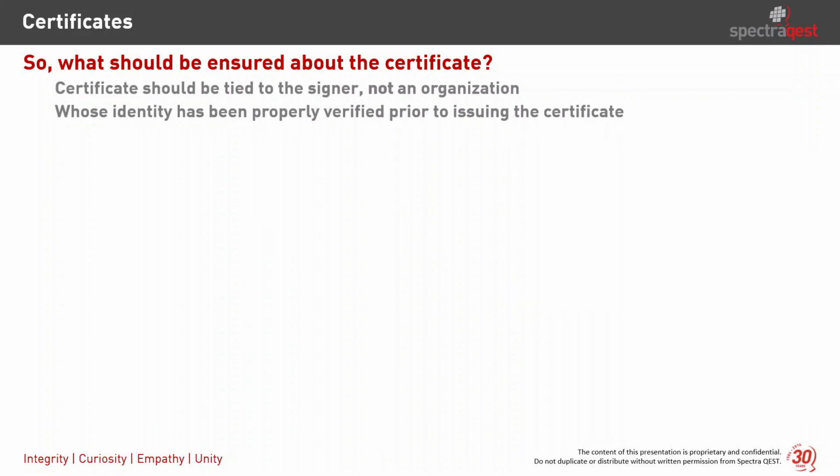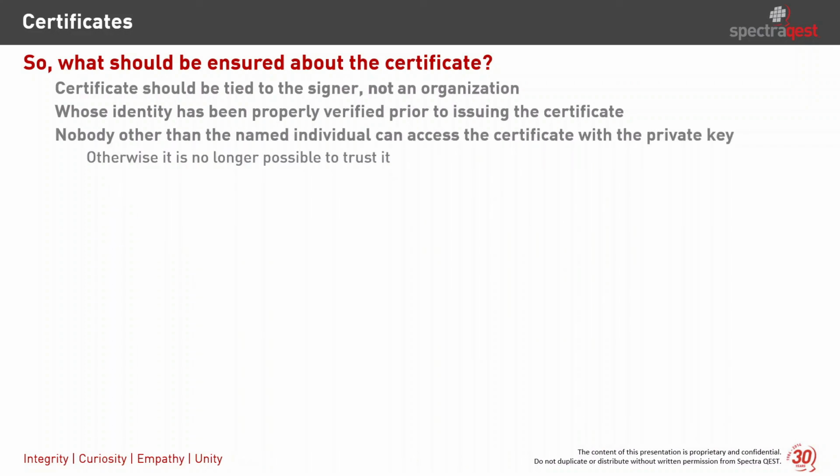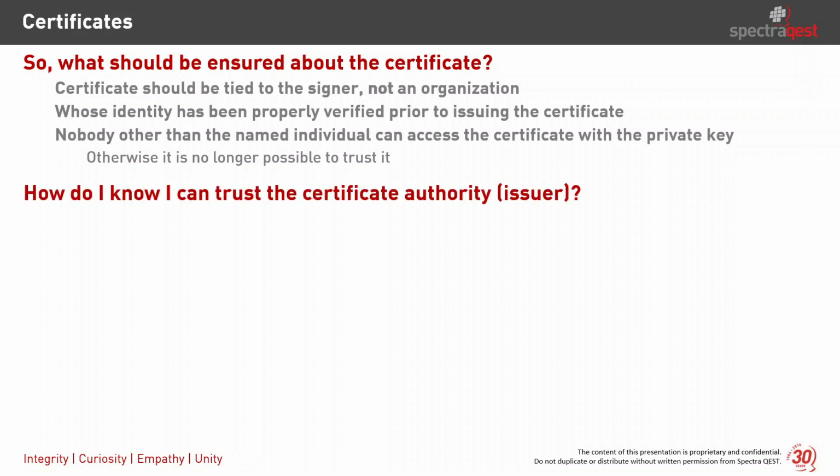And that individual's identity needs to be properly verified prior to issuing the certificate, so that the certificate authority can be very confident in saying, yes, this certificate belongs to Krzysztof, or no, it does not, and that we have trust in the certificate authority to have done a good job in that process. And we have to make sure that the private key stays private so that effectively nobody other than the named individual can access that certificate with the private key. Otherwise, it's no longer possible to trust that it was that individual that signed documents with it.